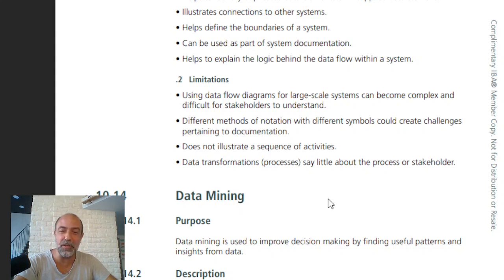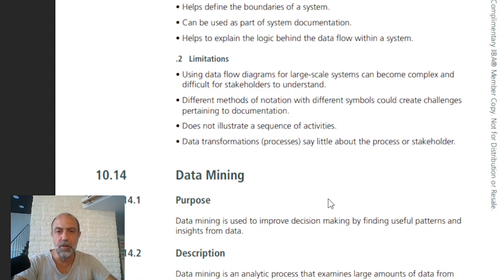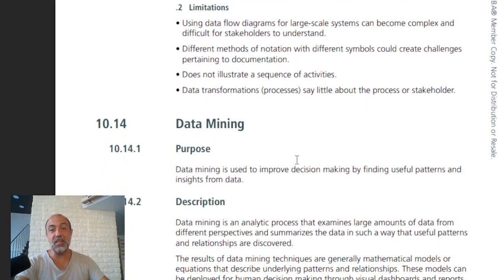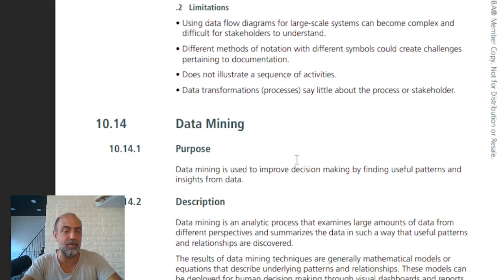Data transformation processes say little about the process or stakeholder. So the way the data transforms says nothing about efficiency, effectiveness, or any of that. We don't know. All we know is data moves from here to here.